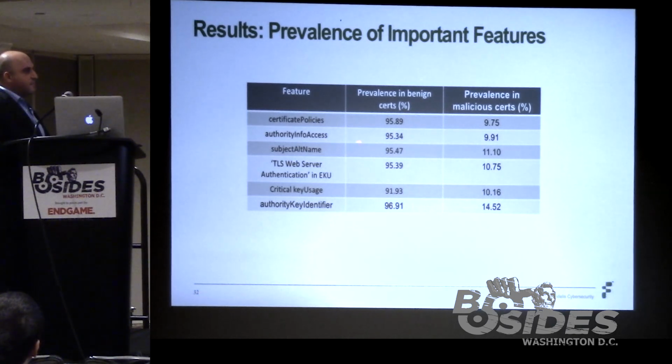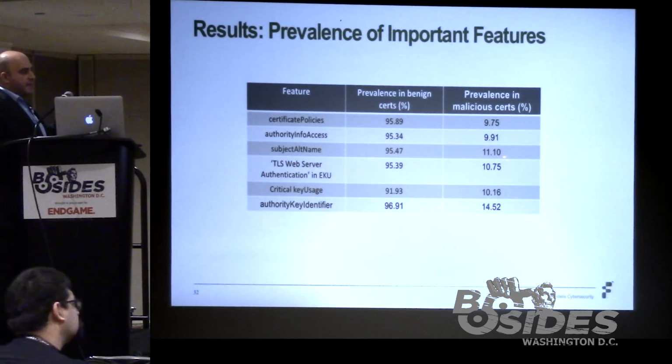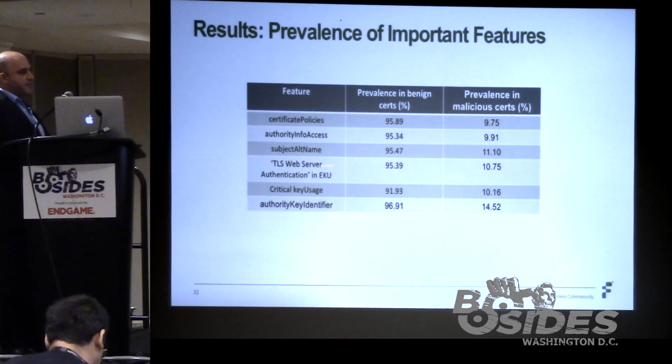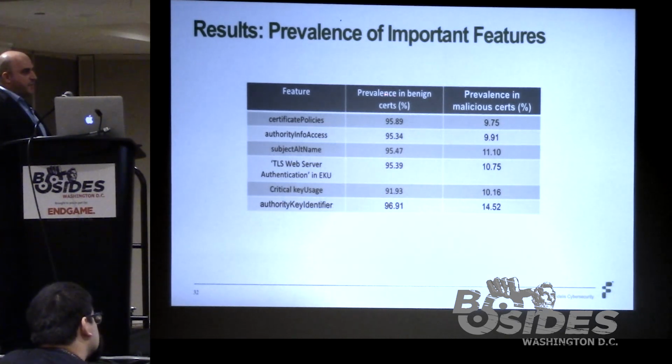Authority info access, same thing, very similar numbers. Subject alt name, again, similar numbers. This is subject alt name, meaning whether it's present or not. It has a little bit higher presence in malicious certs than the other two. Critical key usage, it's mostly in benign. It's mostly absent in malicious. Authority key identifier, similar story, except that it's a little more prevalent in malicious certs, which is most likely why it gets lower importance than the above attributes.